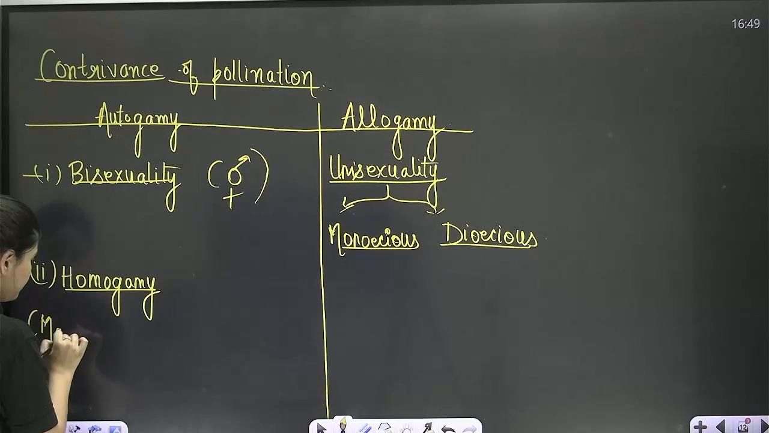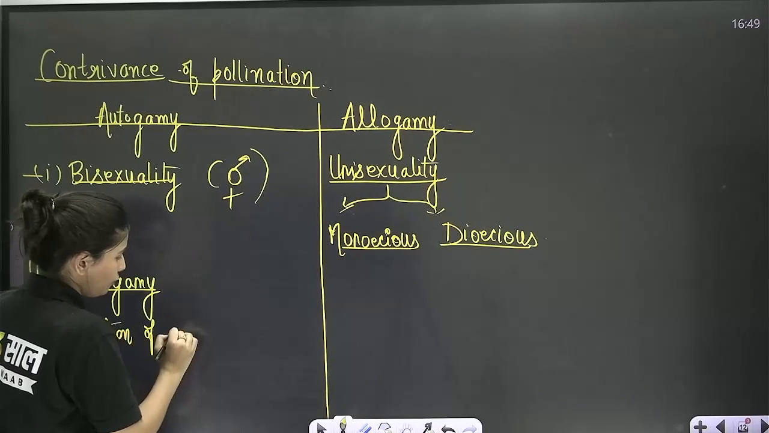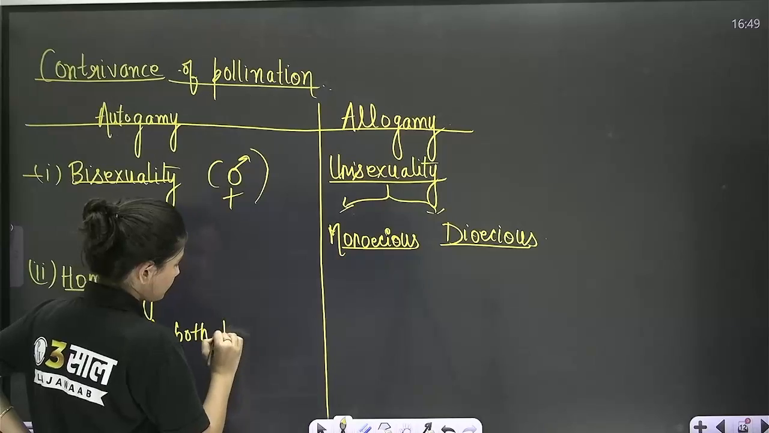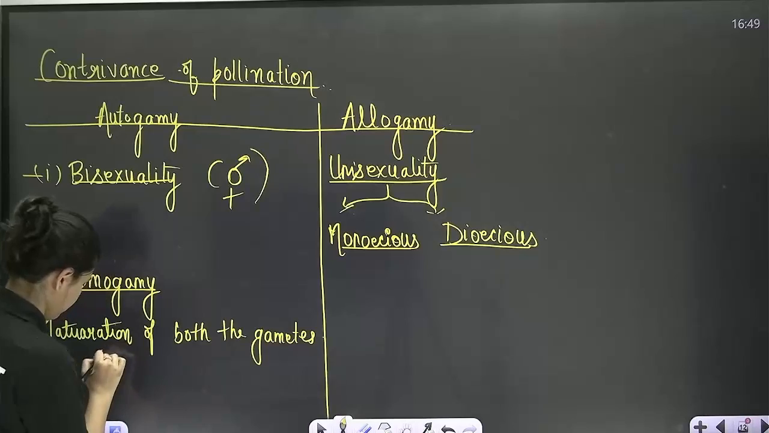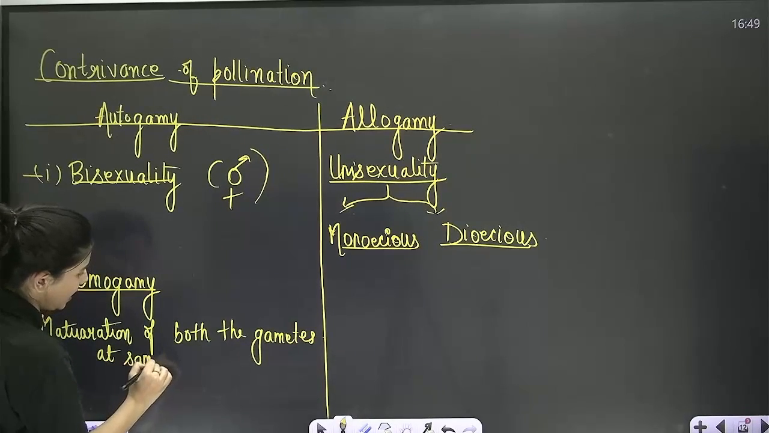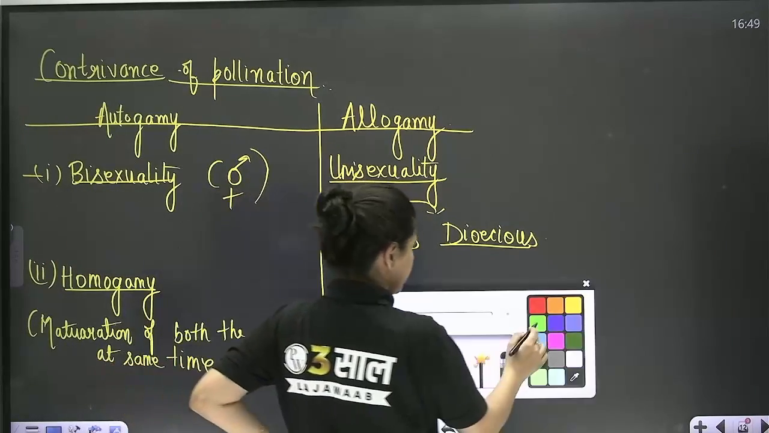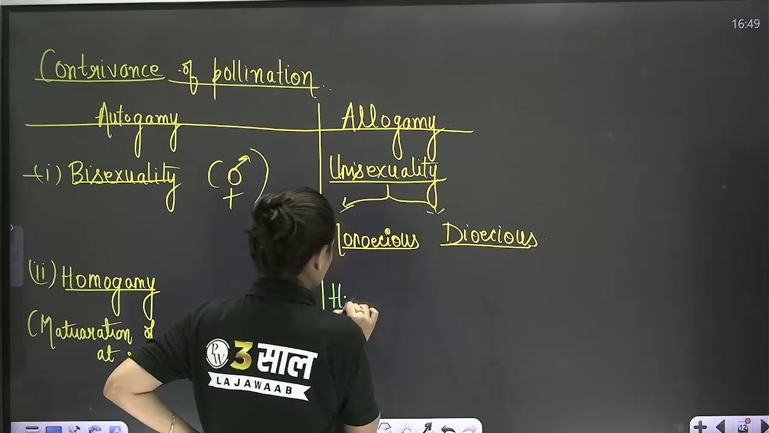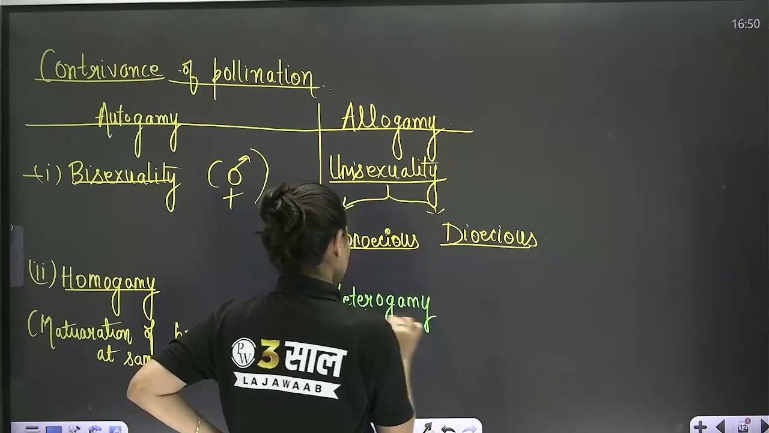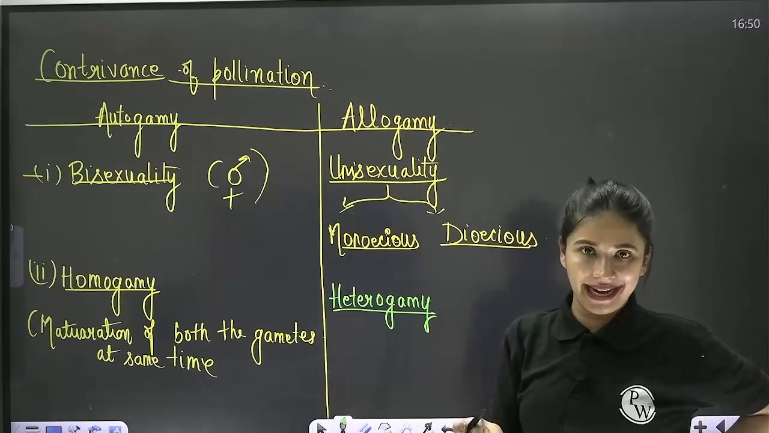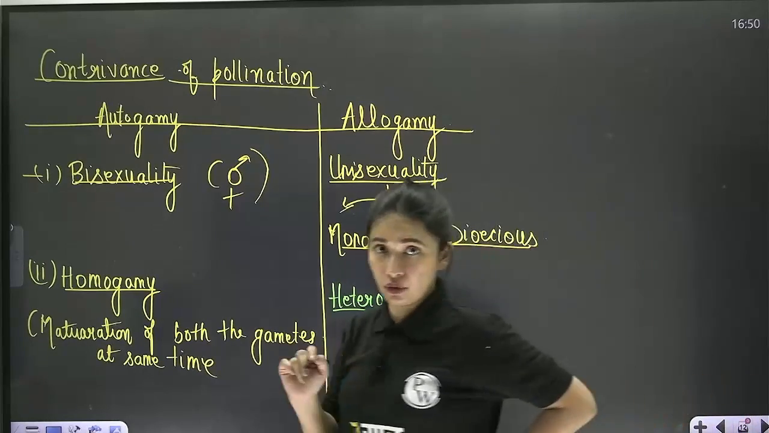That is, maturation of both the gametes at the same time. Correct? On the opposite hand, to promote cross-pollination, it is opposite to homogamy, that is heterogamy. That is, both the sex organs should mature at two different times. Either the male gamete should mature first or the female gamete should mature first.